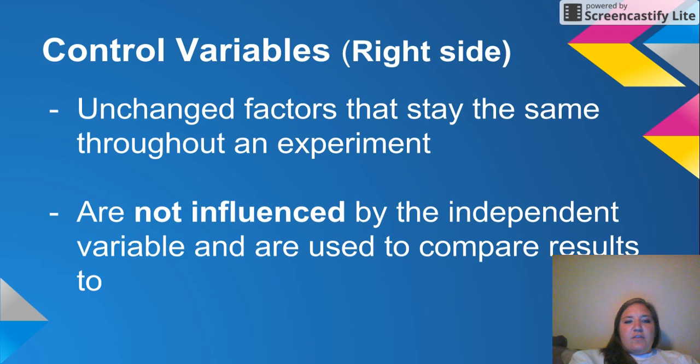Control variables are unchanged factors that stay the same throughout an experiment. So they are not influenced by the independent variable and are used to compare results to. If you wanted to see if a medicine worked, you would test it against someone who was not taking the medicine so that you know if that medicine is actually effective.